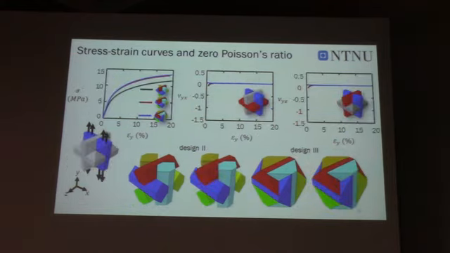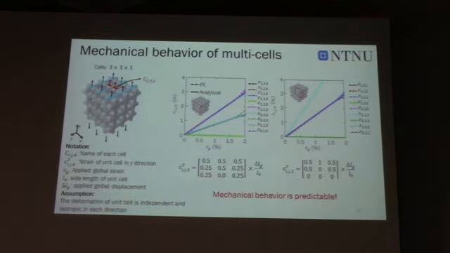And if we change to the zero Poisson's ratio cases, or what's called the interlocking cases, it also shows very similar behavior. All the Poisson's ratios are close to zero. So this is how the families behave. Then we would like to see, if we combine each of these cells into multiple cells, how it behaves.